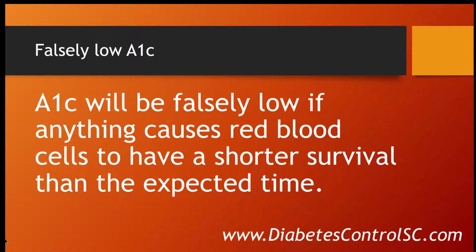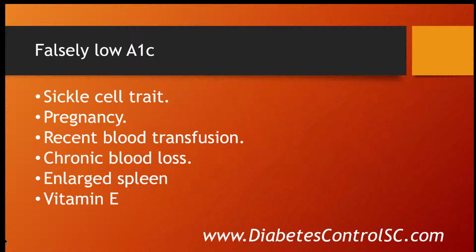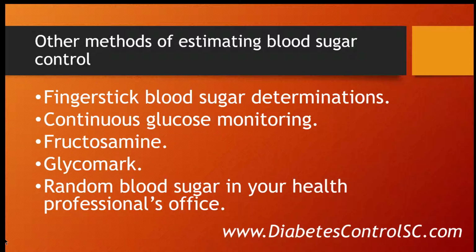How about low A1c? A1c can be falsely low if anything causes the cells to have a shorter lifespan than is expected. Such things as sickle cell trait. Actually, we've seen falsely elevated and falsely low A1c in sickle cell trait. Pregnancy, recent blood transfusions, chronic blood loss, enlarged spleen, vitamin E.